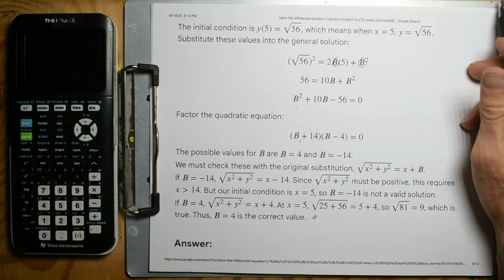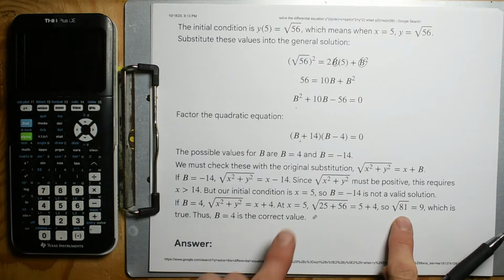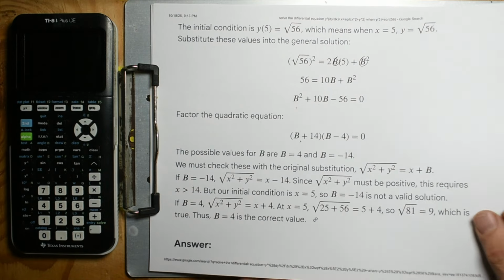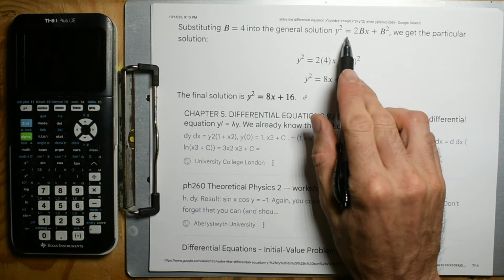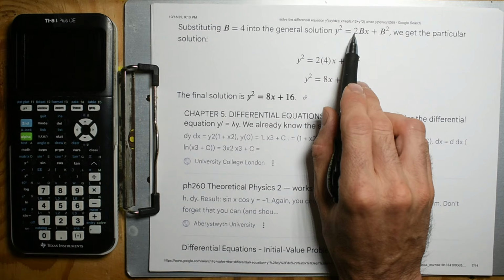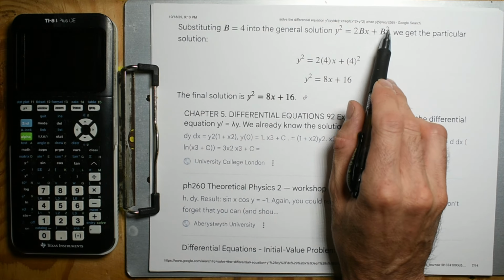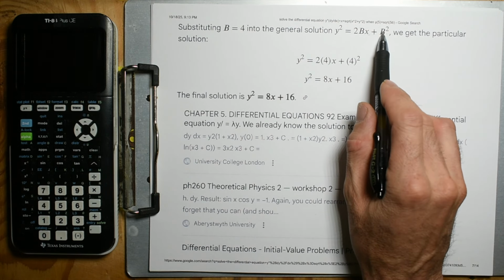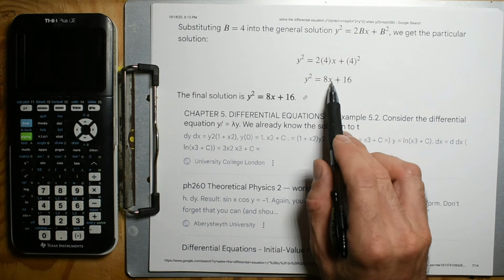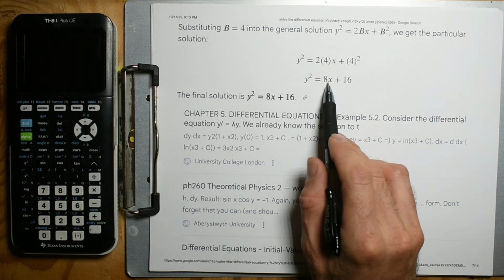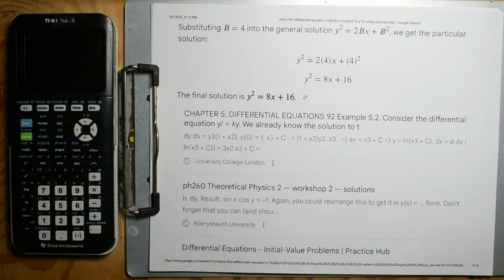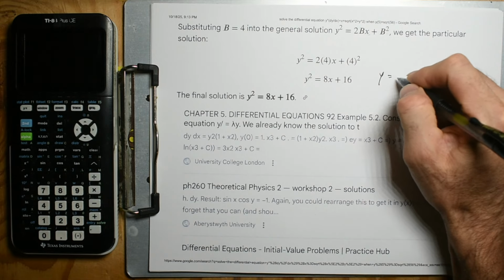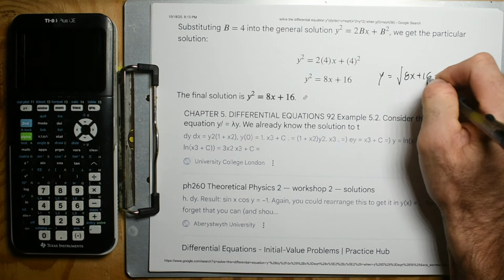That checks. And so that's what they show right here. And so, sweet. So b is equal to 4 is the correct value. What the hell does that even mean? Cool. Now we have this equation that's y squared is equal to 2bx plus b squared. So b is 4, and so we have 16 here. We have 8x here. So y squared is equal to 8x plus 16. And so we can say that y is the square root of 8x plus 16.